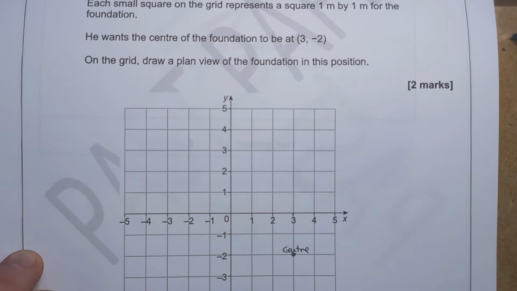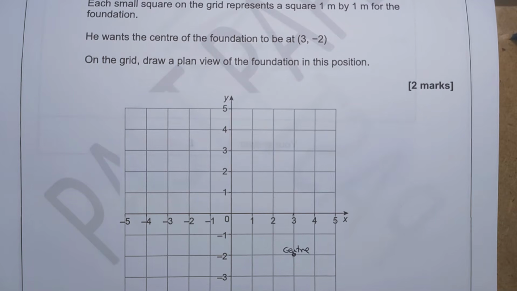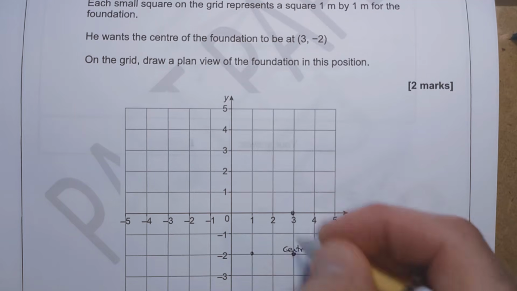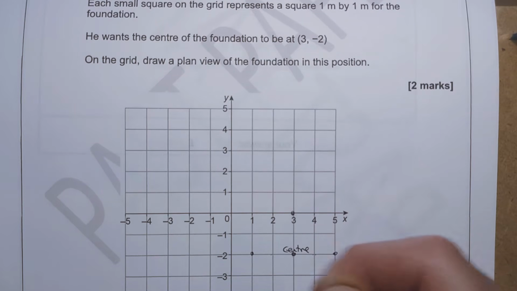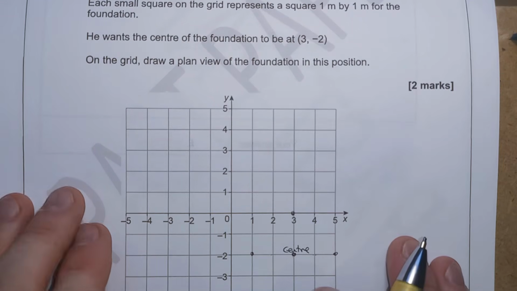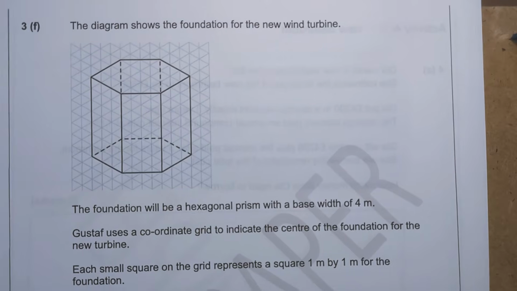And they've told us that it's got a base of 4 metres. And each of these squares is 1 metre by 1 metre. So if it's got a base of 4 metres, we're going to go 1, 2 that way, and then 1, 2 that way. So 4 metres across that way. And what we can also do is go 1, 2 up that way, 1, 2 that way. Okay, right, so we kind of know that's our centre, but we've got to look at this hexagon, okay?